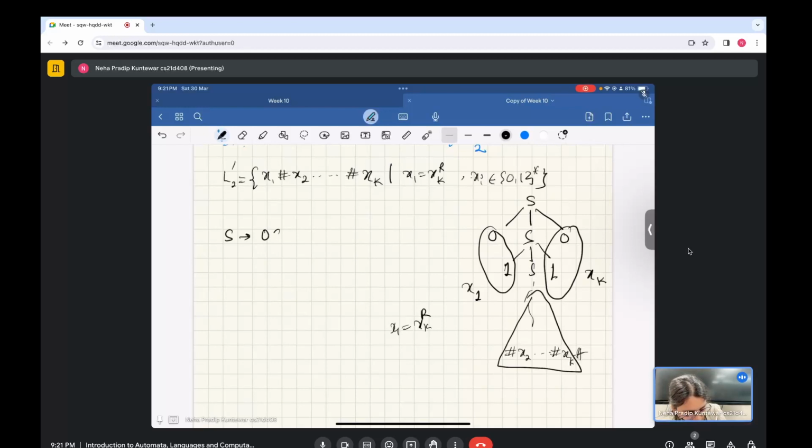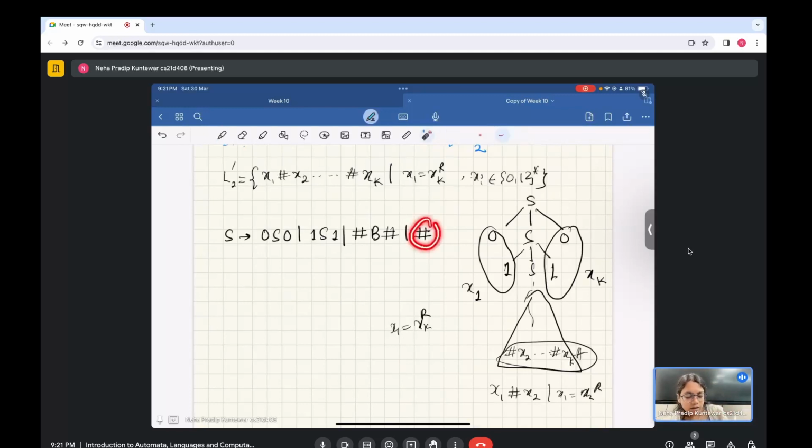We have 0S0 or 1S1, or you can have # followed by a block of strings that could be there, or it is possible that there is no string in between. It could just be that it is x1 followed by x2, such that x1 is the reversal of x2. So it is possible that there are no blocks in between. In that case you will just end up with a #. So this is to take care of that.